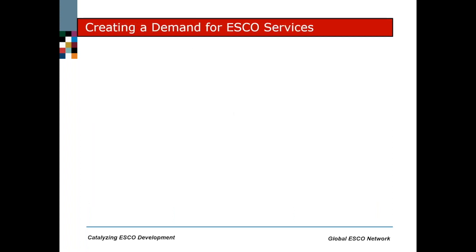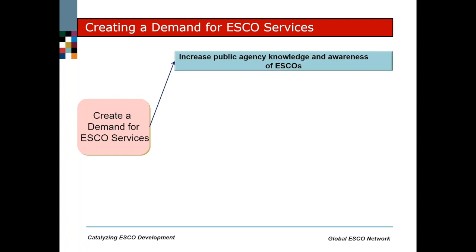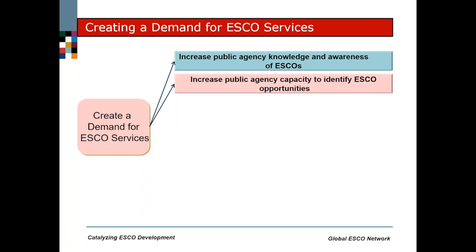So first is creating a large and stable demand for ESCO services. What can be done here is first, you need to make the public agency managers, particularly the facility managers and engineers, as well as their top management, aware of energy efficiency benefits and aware of the fact that there are organizations called ESCOs that can help them in implementing these. So we need to train, educate, and communicate with these public agency managers. Secondly, increase their capacity to identify opportunities for energy efficiency and opportunities for ESCO services that can implement energy efficiency.